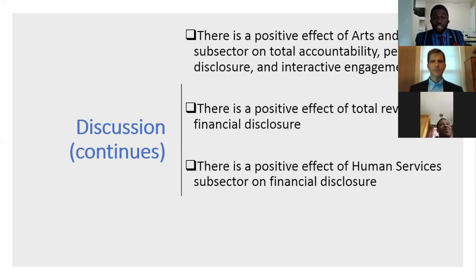Another interesting finding was that there is a positive effect of the human services subsector on financial disclosure. What this means is that nonprofit organizations in the human services subsector disclose more about their finances online than organizations in the health subsector. And there is an explanation to that also. Nonprofit organizations in human services are the ones that rely heavily on donations from individuals. They rely on grants from governments. So they do a lot of fundraising to operate.